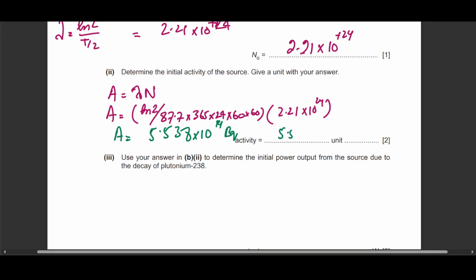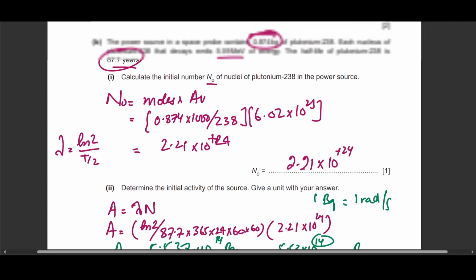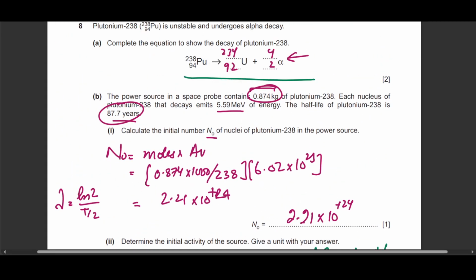So this is going to be 5.53 times 10 raised to the power, sorry, positive 14. The unit is becquerel. Now what is a becquerel? 1 becquerel is equal to 1 radiation per second. So basically 5.5 times 10 raised to the power 14 atoms are undergoing this radioactive process, emitting this many alpha particles and uranium atoms.